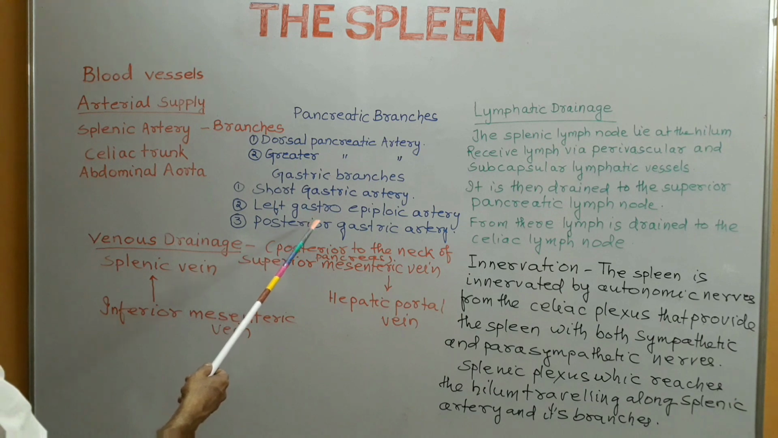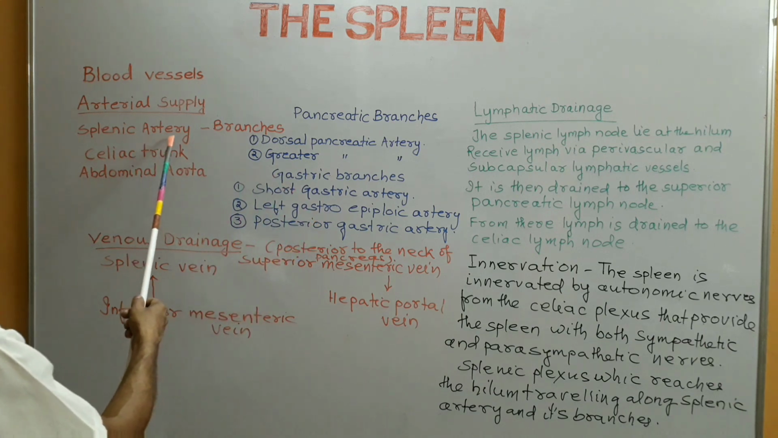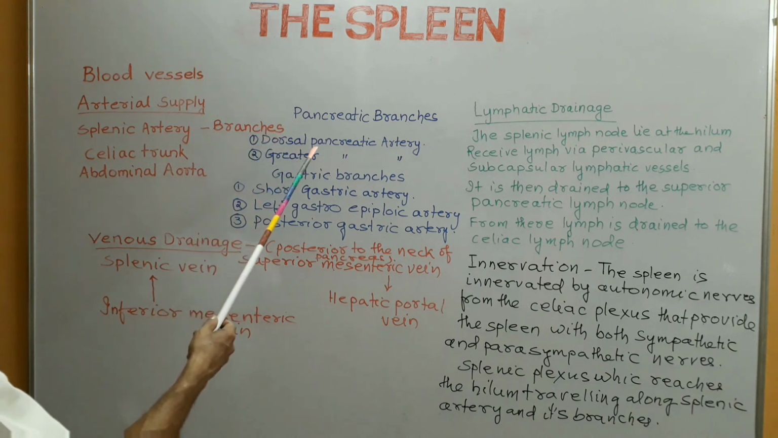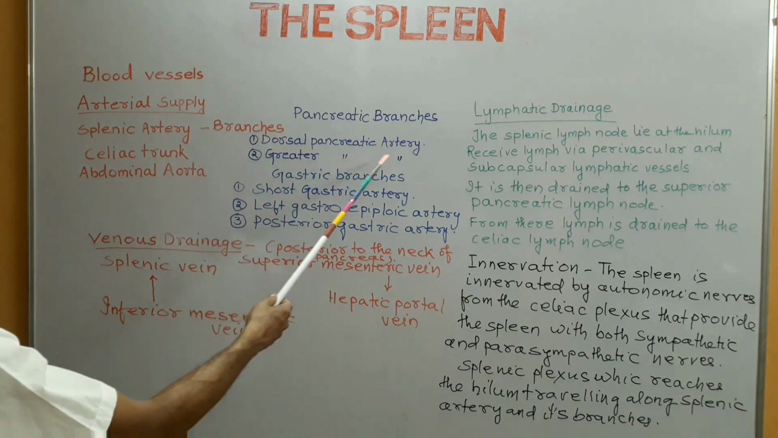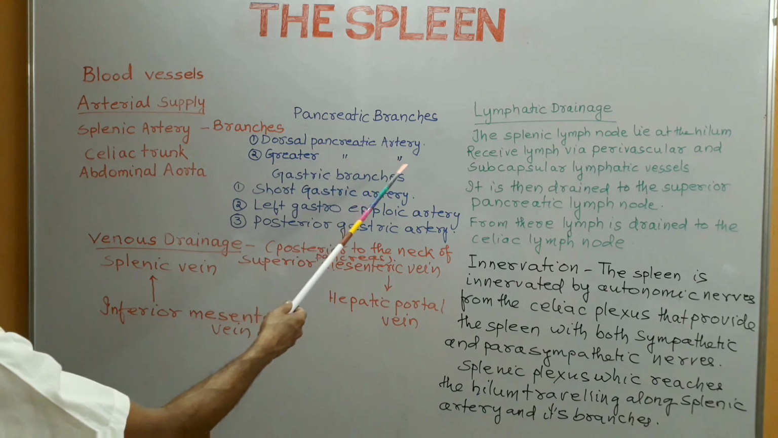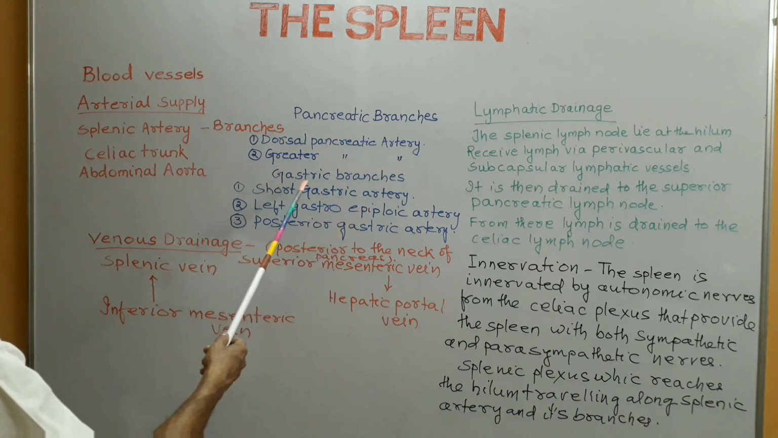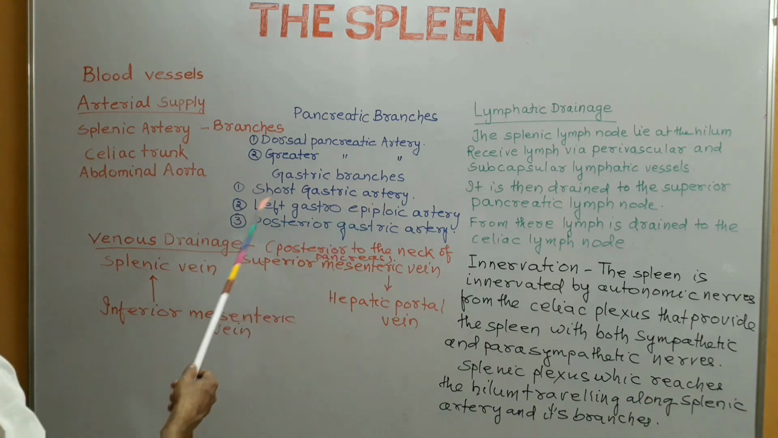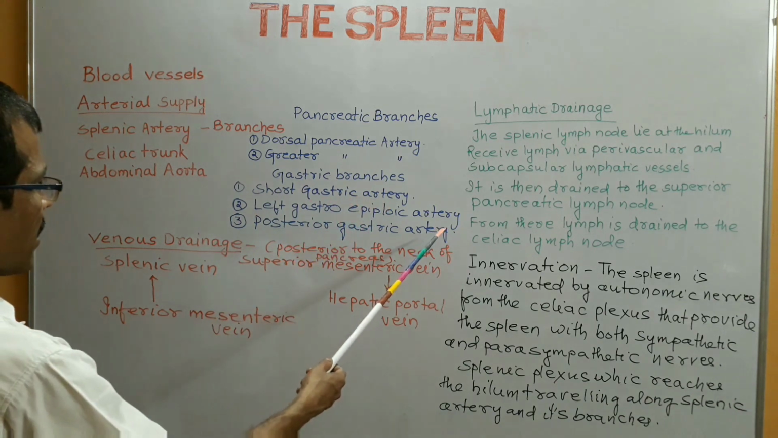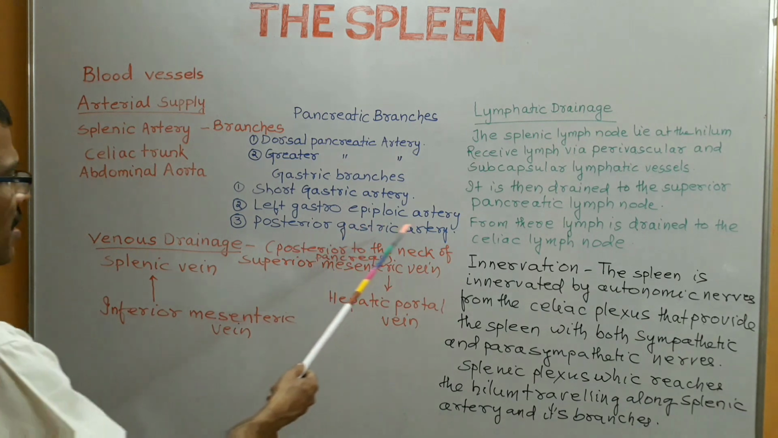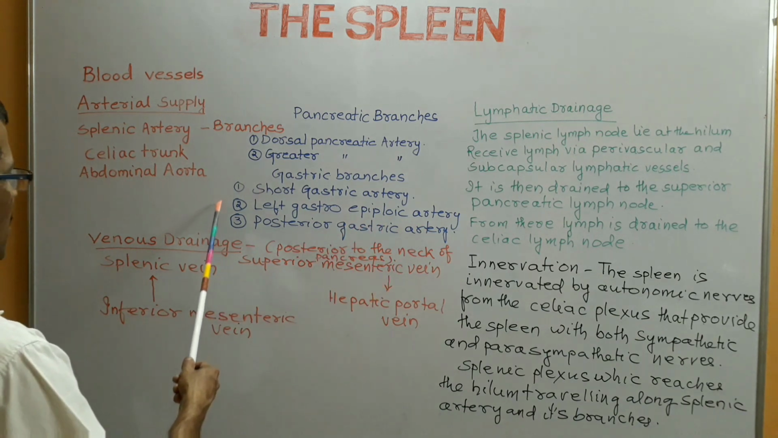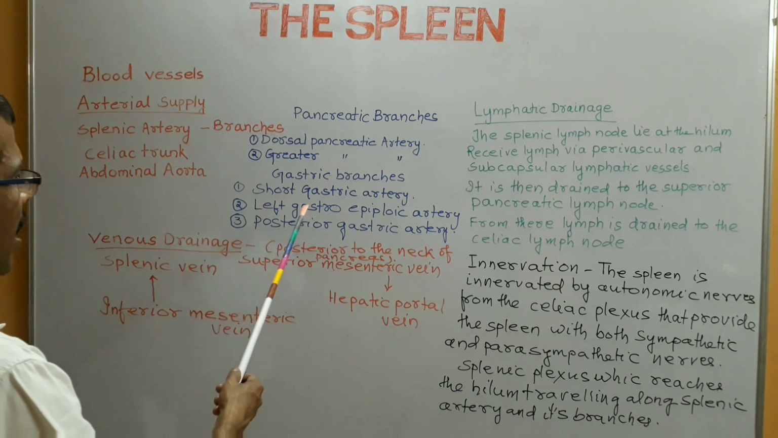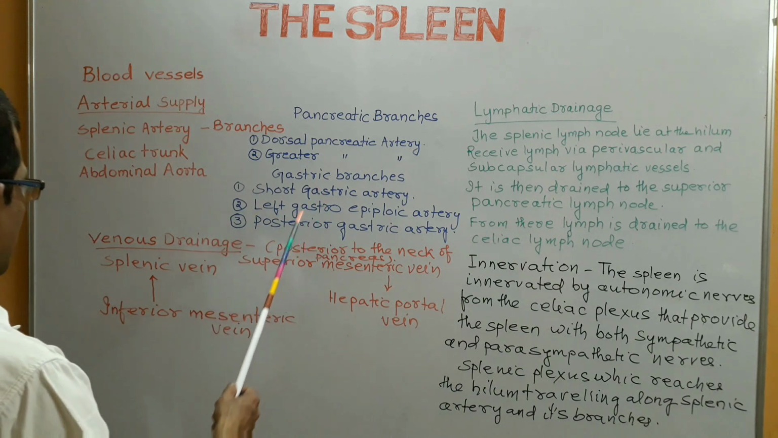pancreas and stomach. The branches of the splenic artery that supply pancreas are dorsal pancreatic artery and greater pancreatic artery, and the gastric branches are short gastric artery, left gastroepiploic artery, and posterior gastric artery. These gastric branches supply arterial blood to a large part of the stomach.